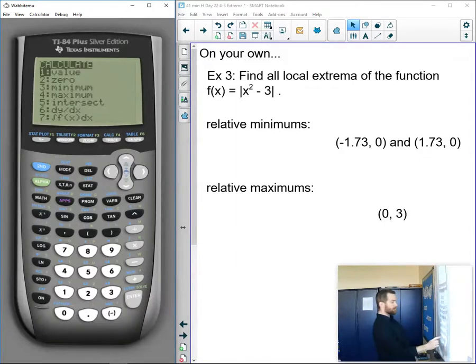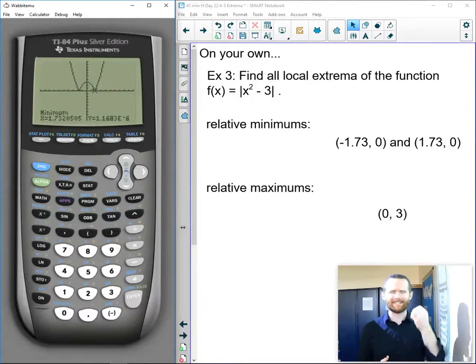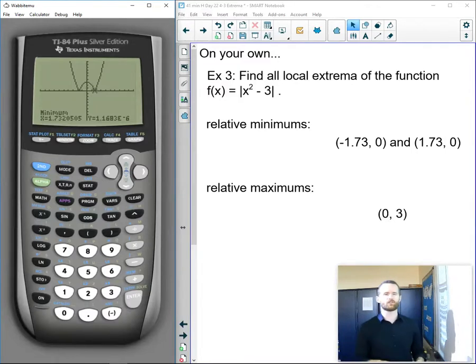Second, calculate minimum. Now we'll find the other one. Hit enter on the left of it. Move to the right of it. Hit enter again and enter one more time. And we get 1.732. We just rounded it. And again, we see some number, but we see an e negative. So I don't care if it's e negative 6 or e negative 12 or e negative 10, whatever it is. As soon as you see that e and a negative, you know it's just 0.